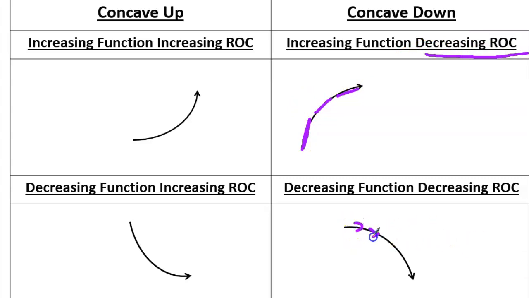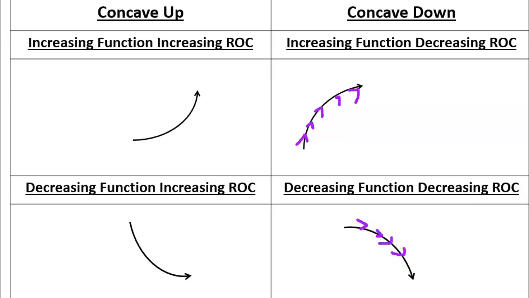Here, the function's decreasing because it's going down, and let's take a look at what's happening with the slopes. Here we have kind of a flat negative slope, but then it gets more negative and more negative. So it's becoming more and more negative, which means that as a number becomes more negative, it becomes smaller, right? So this is a decreasing rate of change. So in both cases, since it's concave down, we have a decreasing rate of change. But in this case, the function itself, the y value, is increasing because it's going up. And in this case, it's a decreasing function because it's going down.